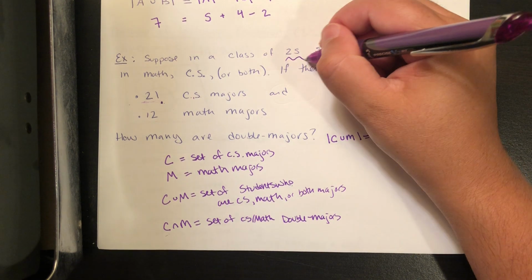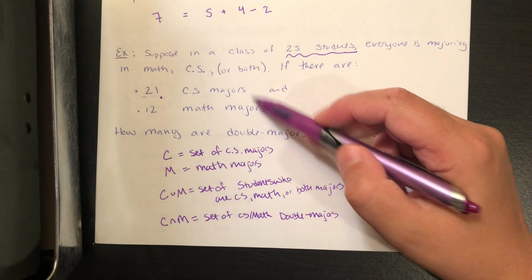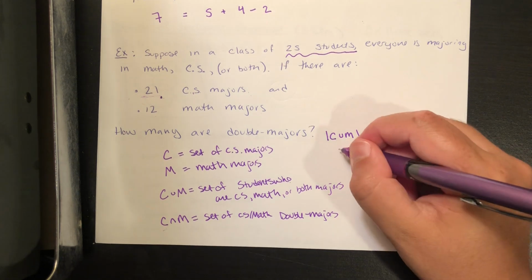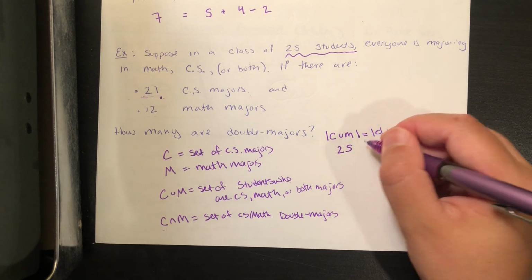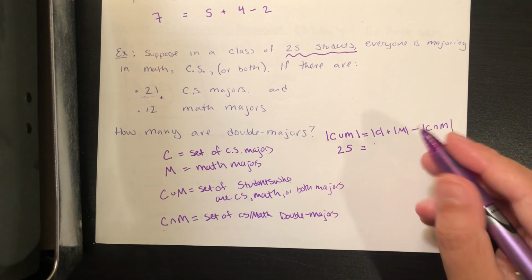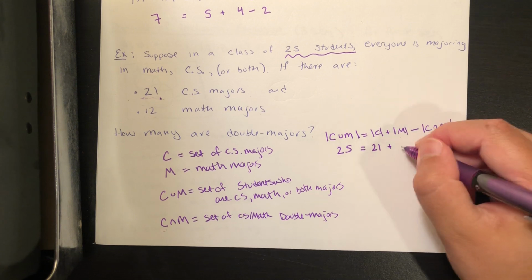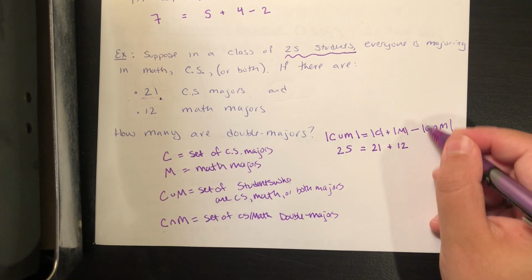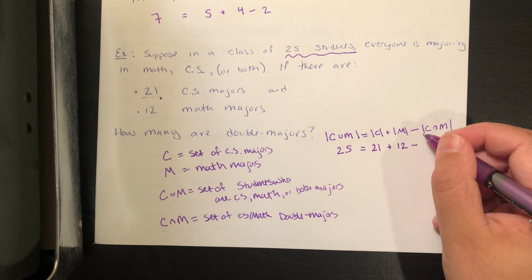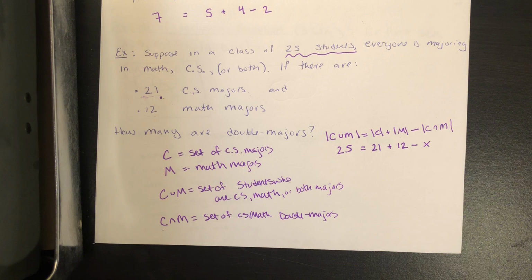Well, they sort of told us at the beginning that there's 25 students in the class and everybody's going to fall into at least one of those categories. So this is going to be 25 because there's 25 students in the class. The cardinality of C is the number of computer science majors, it's 21. Cardinality of M is 12. And so this is what we're looking for. The number of students who are double majors is cardinality of C intersect M. So I'm just going to call that X for now because it's a variable we're trying to solve for.